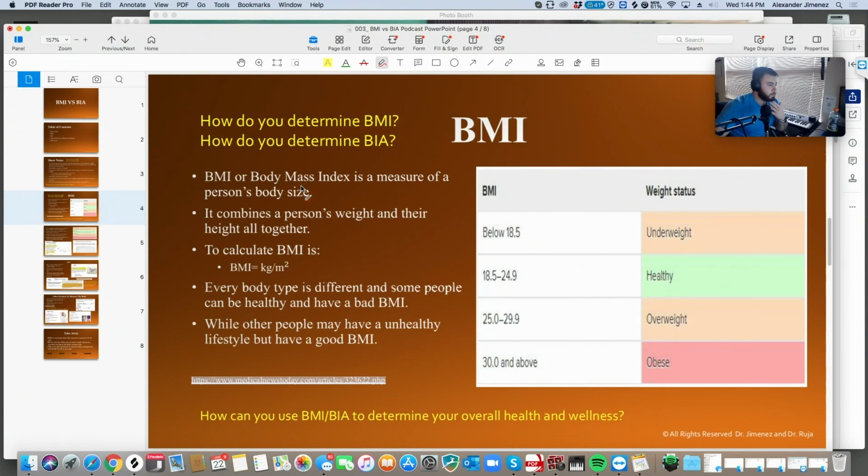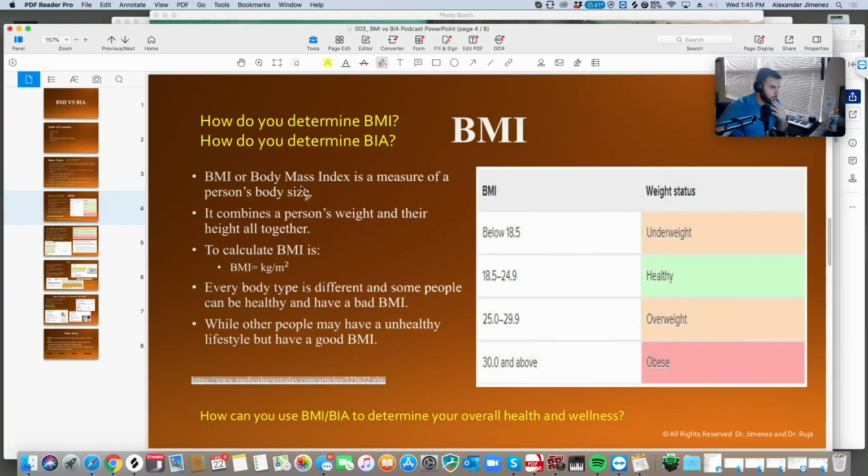So in order to determine the true health, that's where the BIA comes in, the bioelectric impedance analysis, okay? Bioelectric impedance analysis. When you should do this, I should remember the words.